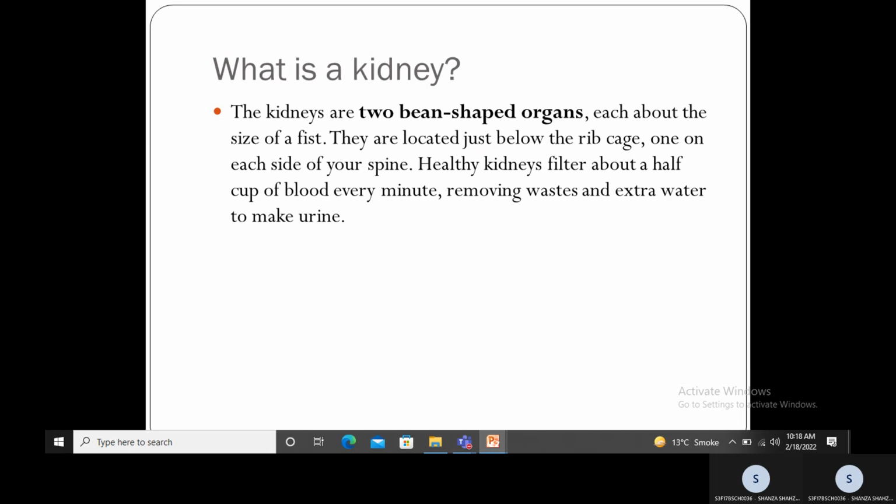In the next slide, I'm discussing the kidney. What is a kidney? The kidneys are two bean-shaped organs. The kidneys are present in our body in pair form, each about the size of a fist. They are located just below the rib cage, one on each side of your spine. Healthy kidneys filter about a half cup of blood every minute, removing waste and extra water to make urine.